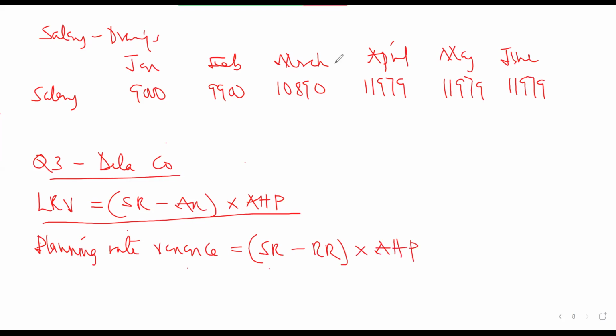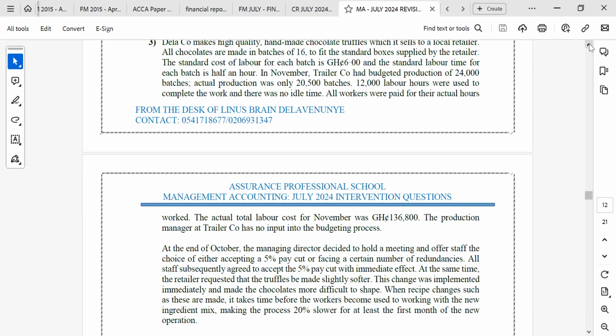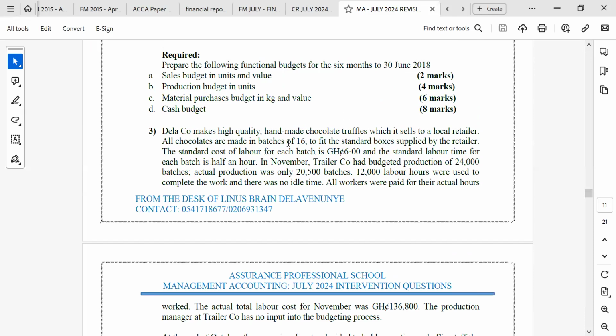Okay. Let's go to the top there and we look at what we call the standard rates. The standard cost of labor for each batch is 60 days. And the standard hour time for each batch is half an hour. Do we pay laborers per batch or per hour? Per hour. So we find the rate per hour, not the rate per unit that they are producing. They will be paid based on the number of hours that they have worked.